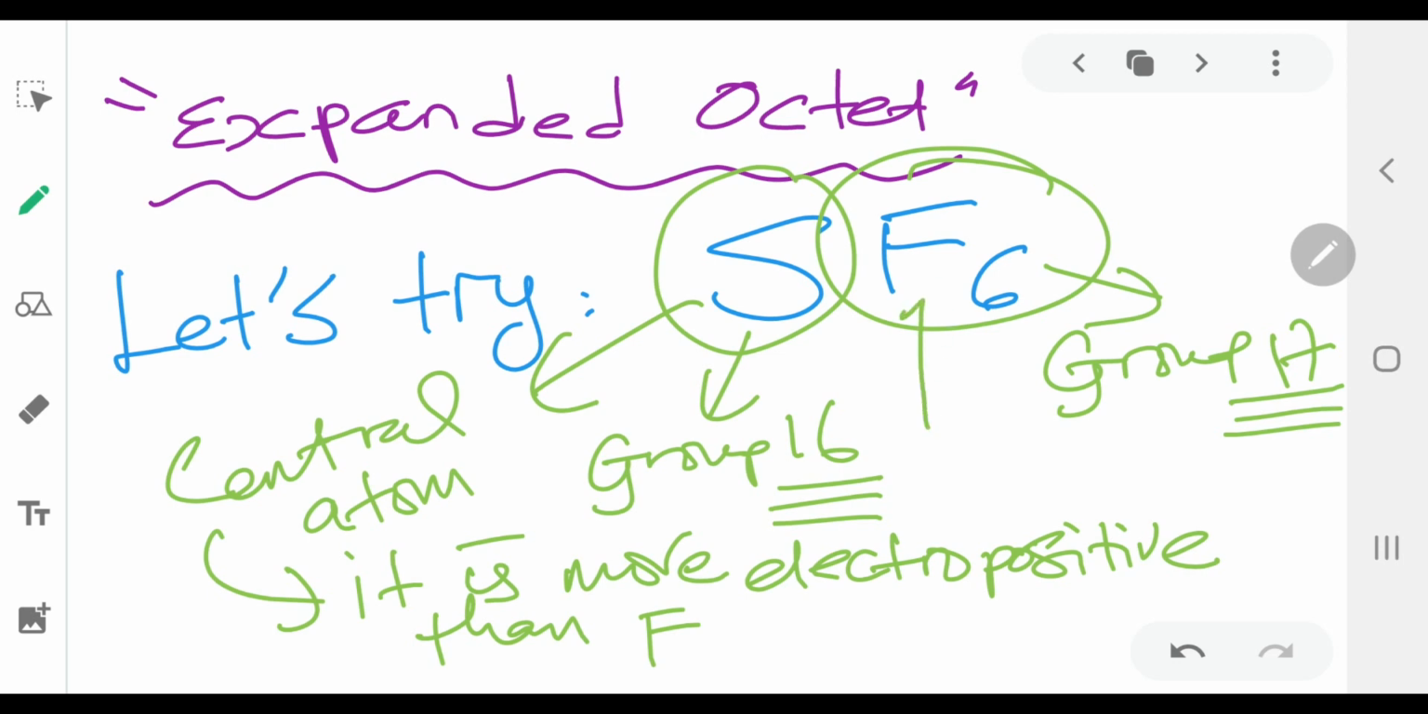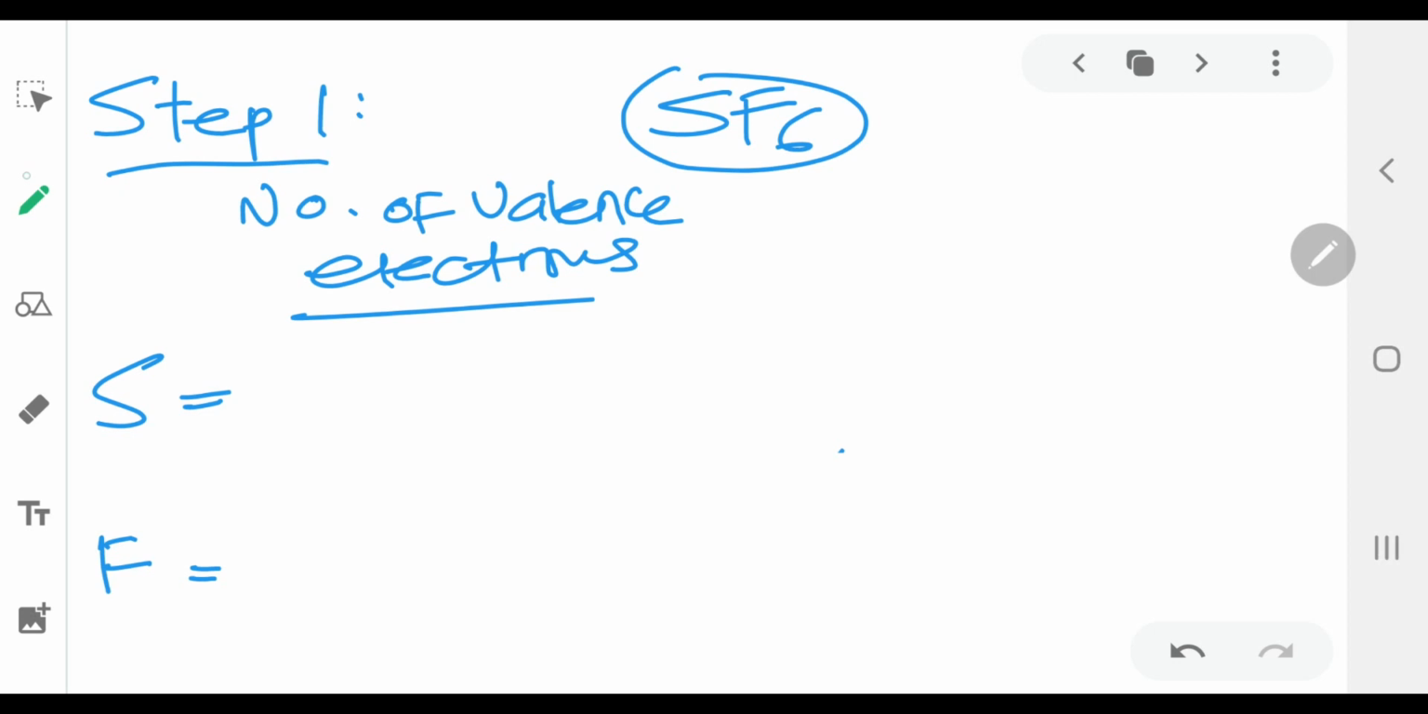If you look here, now you can see that even though sulfur is in the same group as oxygen, group 16, it will be able to form more bonding pairs. The reason is that this sulfur is on period 3, therefore it has d orbital characteristics, and thus it can expand its octet. So step 1, it's the same thing. You're going to calculate the total number of valence electrons involved in the construction of the Lewis structure.